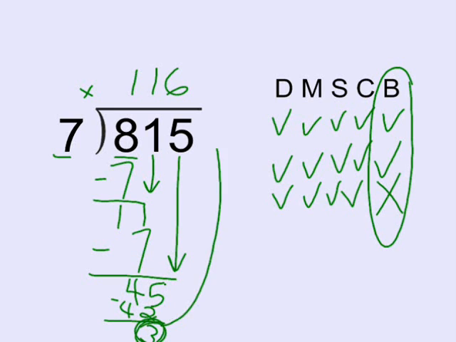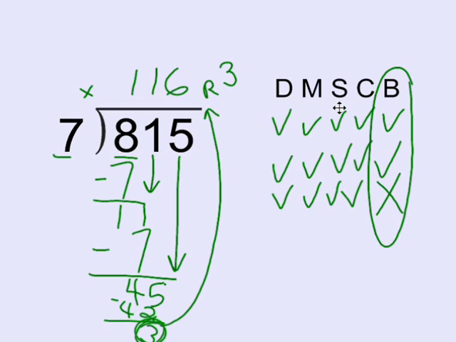That 3 now is moved up to the top, and we're going to represent that as the remainder. So we're going to write an R for remainder, and we're going to write 3 because there's 116 equal groups of 7, and then there would be 3 left over. So my answer would be 116 remainder 3.